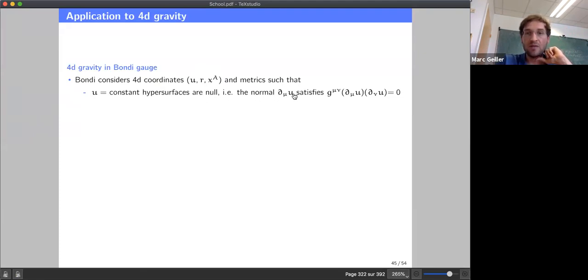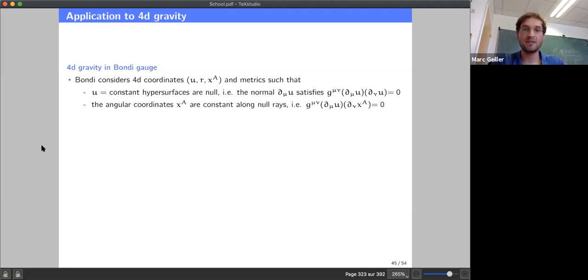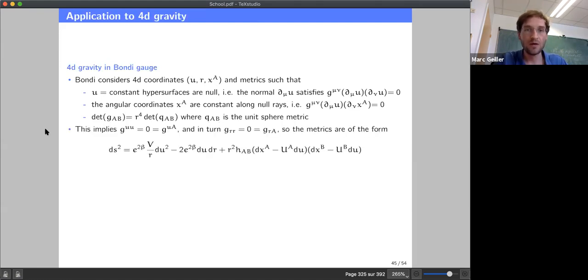So meaning that this normal, ∂_μ of the u coordinate, satisfies this null condition. Now we can also demand, or at least Bondi demands, that the angular coordinates, x^A, are constant along null rays. This is equivalent to this further condition. And there is also a condition on the determinant of the angular metric. Bondi demands that the determinant of the angular metric is related to the metric q_AB on the unit sphere. So we can explicitly show that if we impose this condition, this implies that the metrics that we're going to look at take this general form of this line element ds squared.